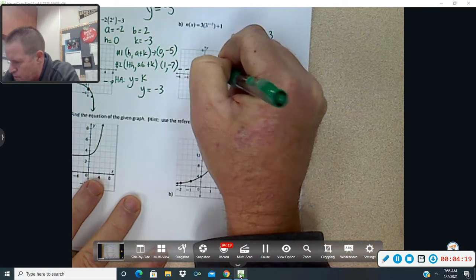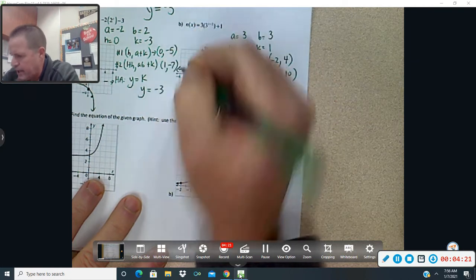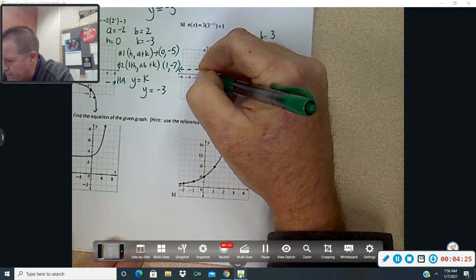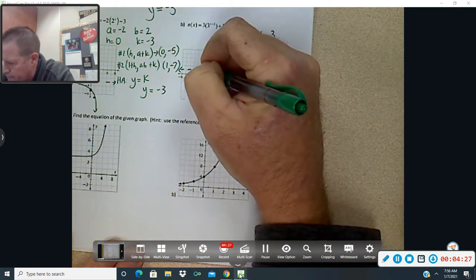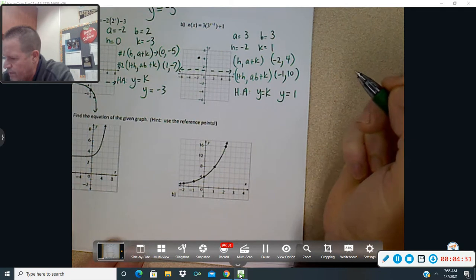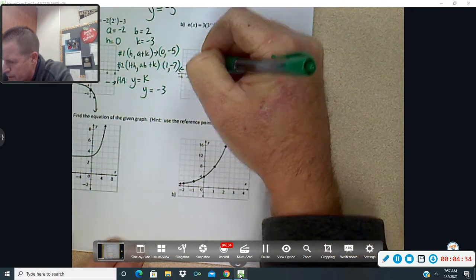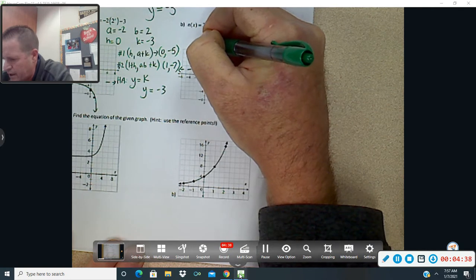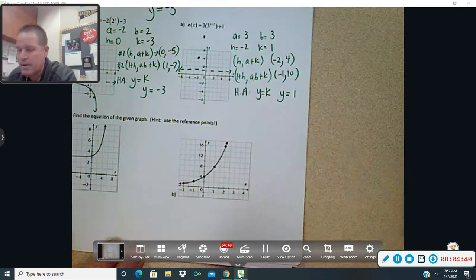Now I'll plot that asymptote first. Y equals 1, a side-to-side line, dotted. Plot your two points, that -2 is +4, and that -1 is +10. It's going to go off the graph, so I'll have to kind of guesstimate it. 6, 7, 8, 9, 10, about right there.